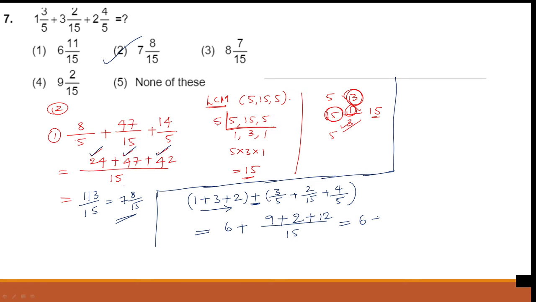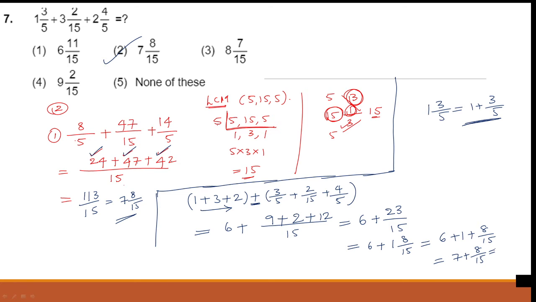So that is equal to 6 plus 14 plus 9, that is 23 by 15. So that is equal to 6 plus, how many times is it? 1 8 by 15. So this can be written as 6 plus 1 plus 8 by 15. For a mixed fraction, for example 1 3 by 5, we can write it like 1 plus 3 by 5. That is the logic I used here. So now we'll get 7 plus 8 by 15. This can be rewritten as 7 8 by 15.